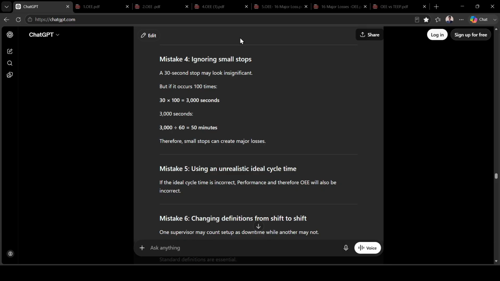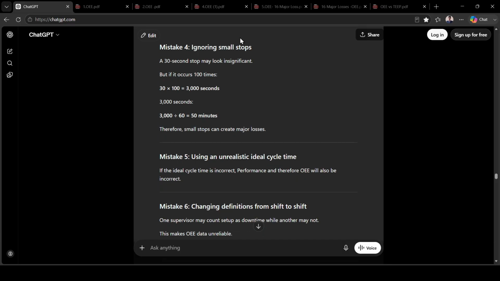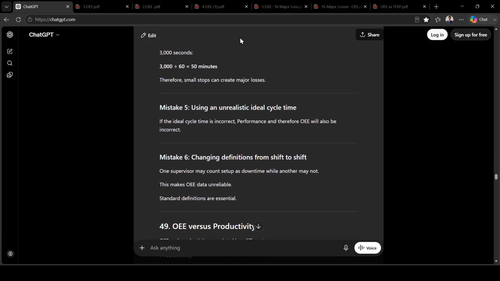Mistake 5, using an unrealistic ideal cycle time. If the ideal or standard cycle time is incorrect, the performance and therefore OE will also be incorrect. Mistake 6, changing definitions from shift to shift. One supervisor may count setup as downtime while another may not. This may make OE data unreliable. So standard definitions are essential.